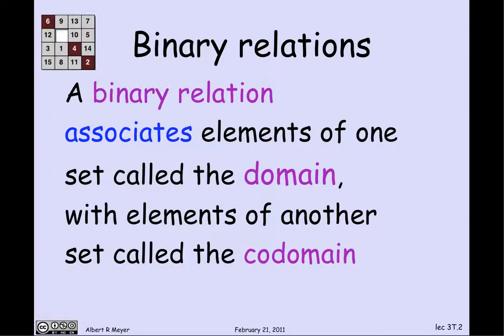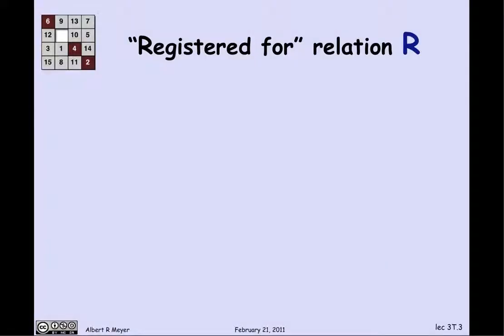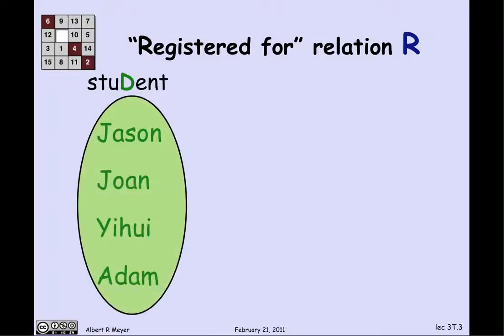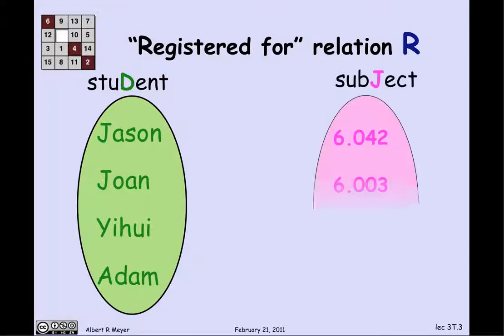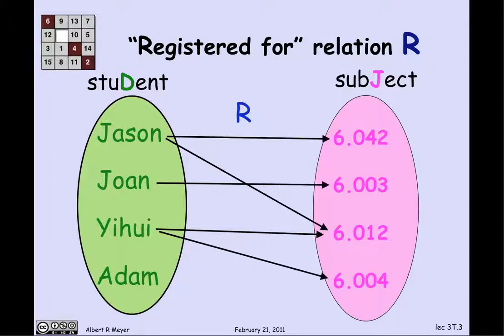So let's look at an example. I'm going to take one that's close to home, the registered-for relation, which is a relation between students. That's going to be the domain. In this case, 4 students: Jason, Joan, Ihui, and Adam. And subjects, 4 subjects as a coincidence: 6042, 003, 012, and 004. And the relation R is going to be indicated by arrows which show just which students are associated with which subjects, meaning that they're registered for that subject.